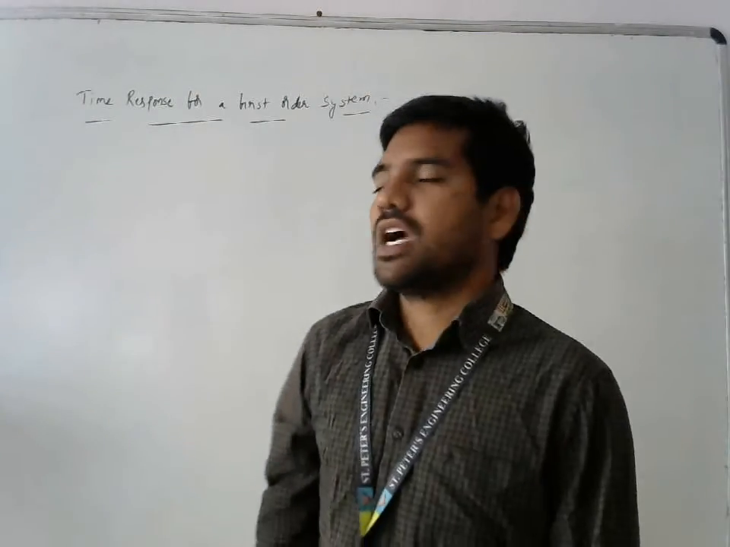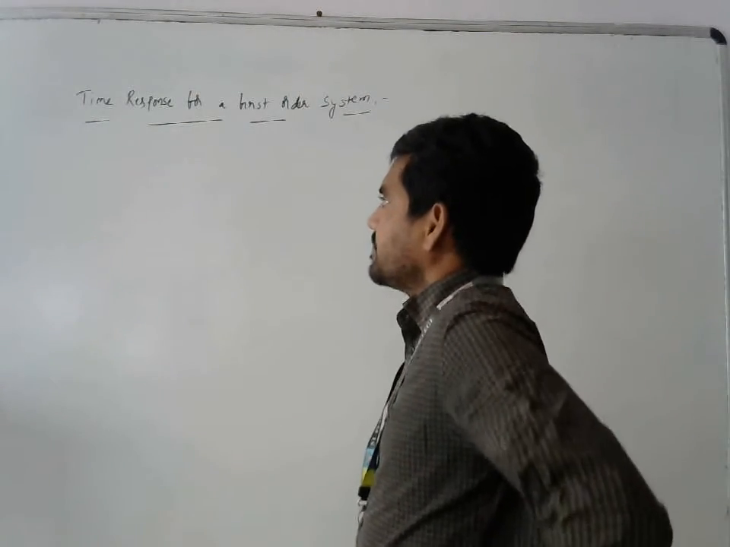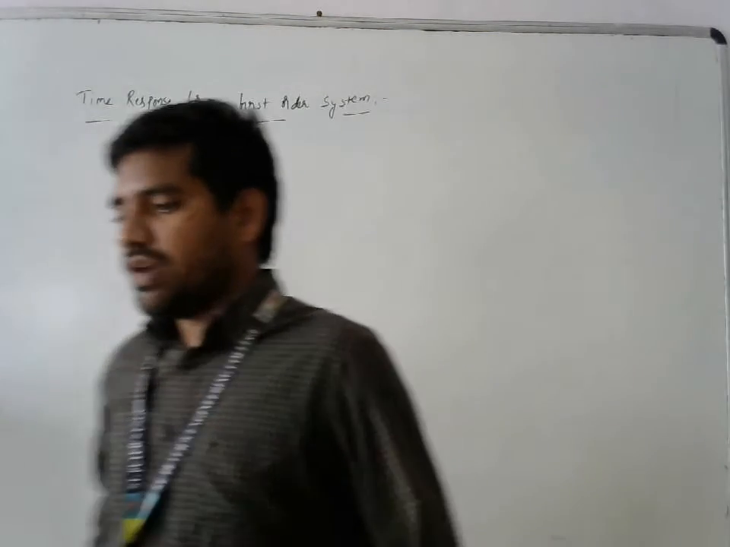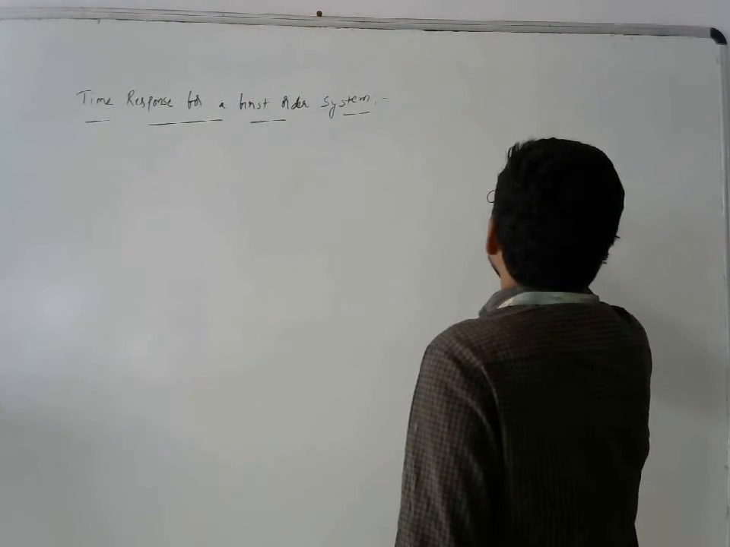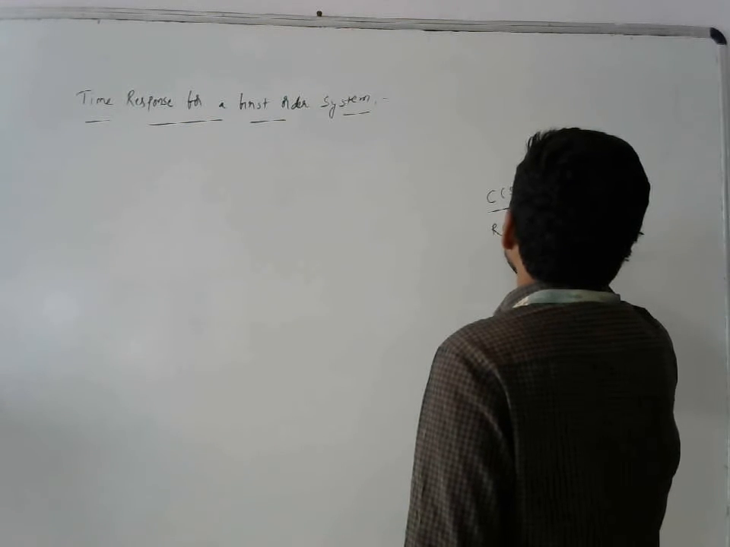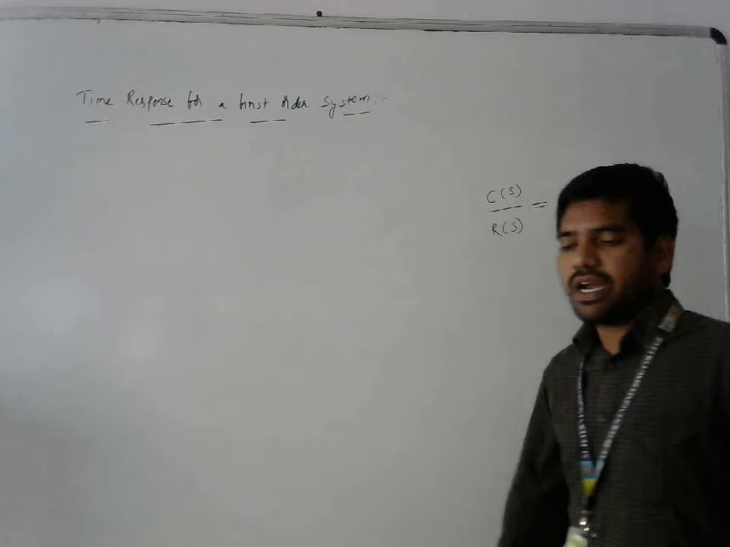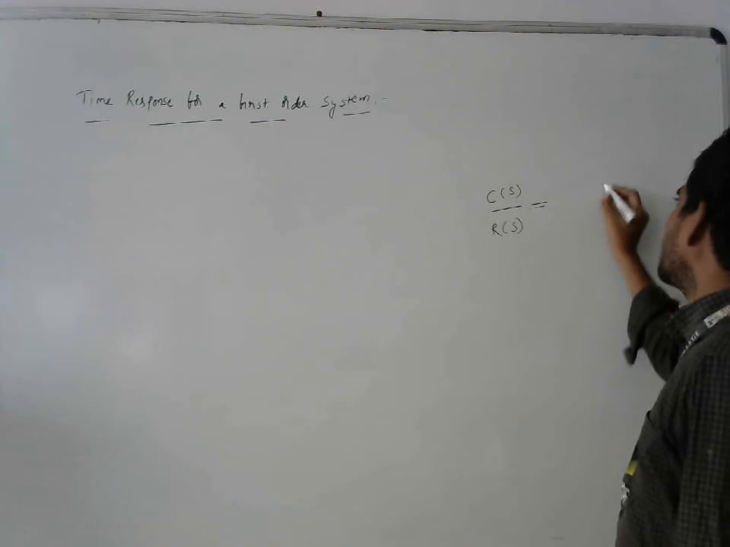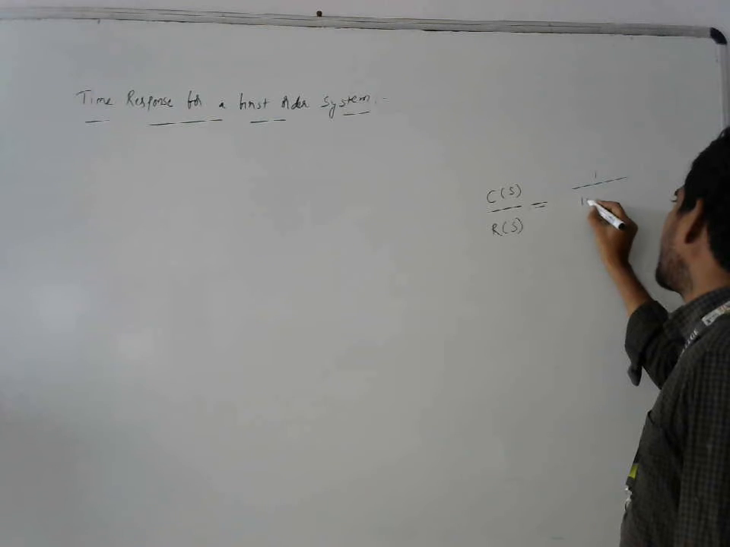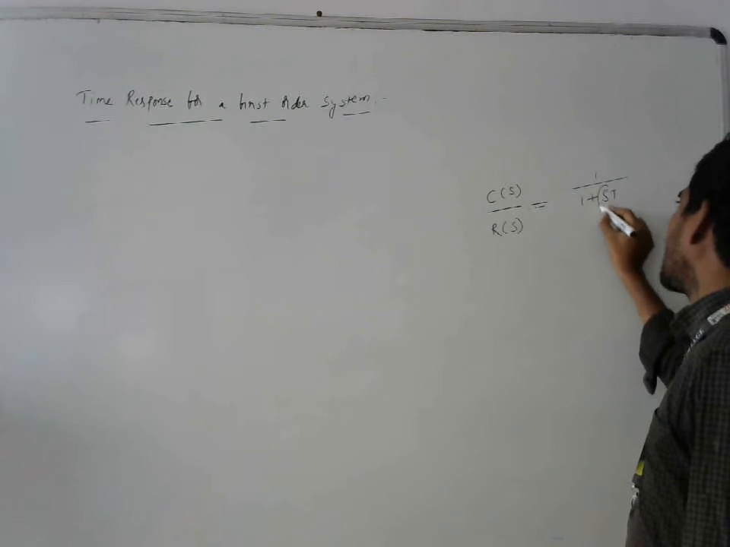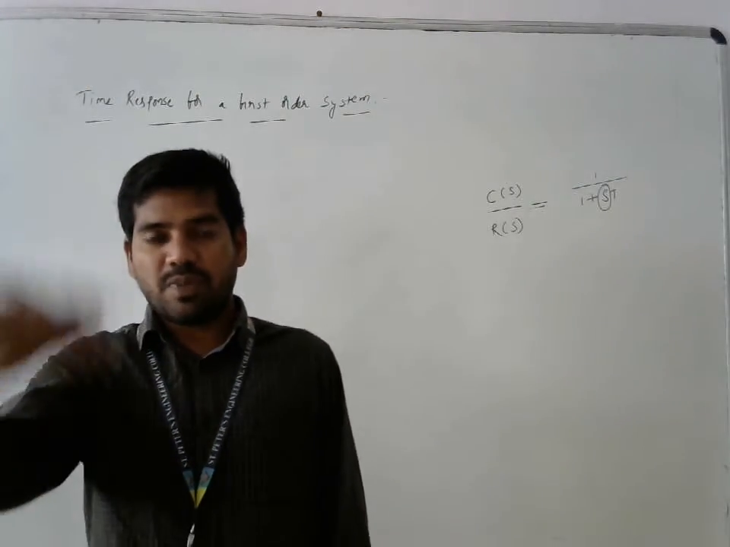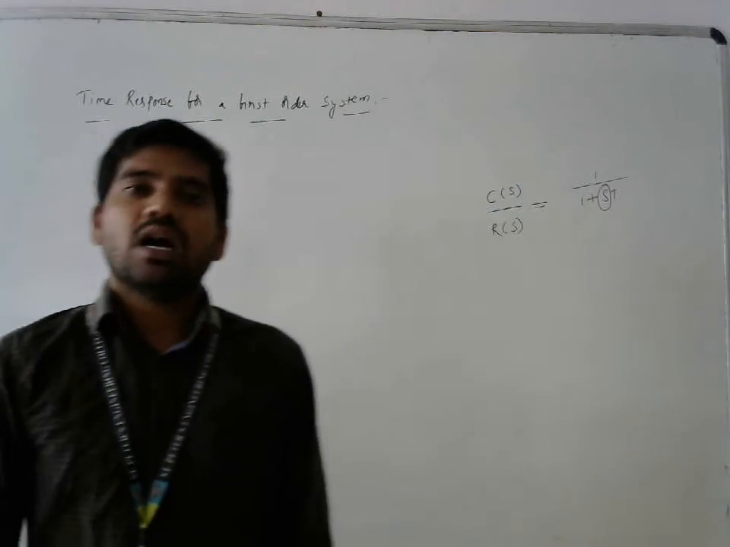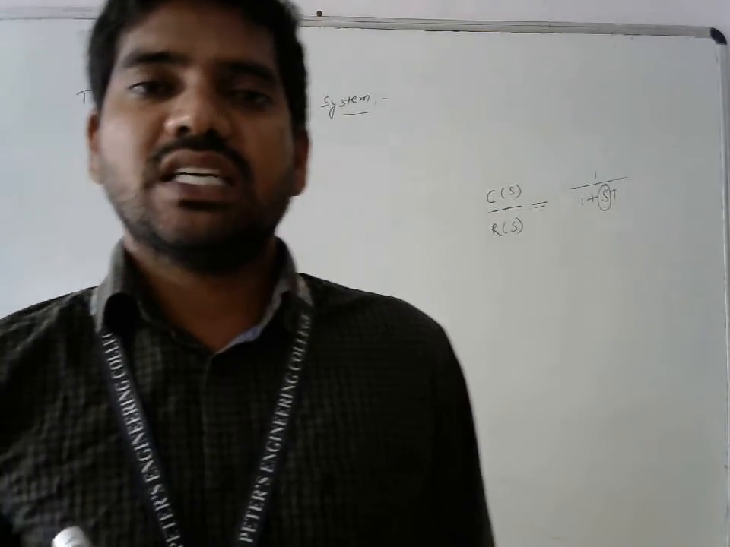Before going to that, we have to know what is meant by a first order system. A first order system is determined by the denominator of a given transfer function. We know the transfer function is C of s divided by R of s. For example, we have 1 divided by 1 plus sT. The highest power of s in the denominator of any given transfer function, we call it the order of the system.